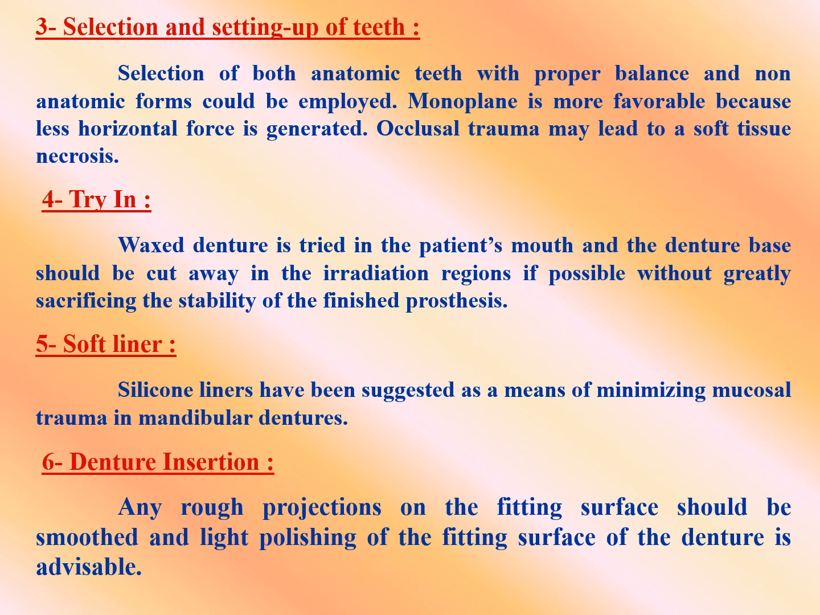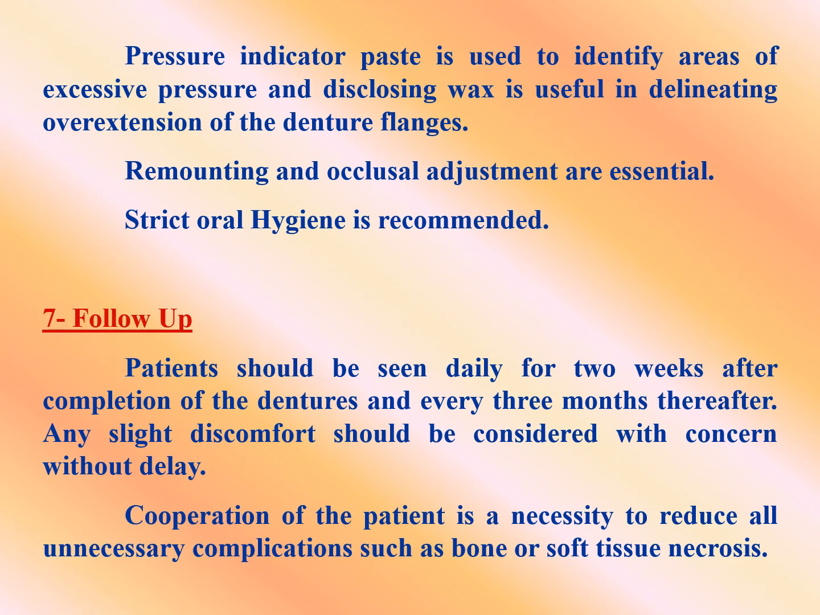Denture insertion. Any rough projection in the fitting surface should be smoothed, and light polishing of the fitting surface of the denture is advisable. Pressure indicator paste is used to identify areas of excessive pressure, and disclosing wax is useful in delimiting overextension of the denture flanges. Remounting and occlusal adjustment are essential.